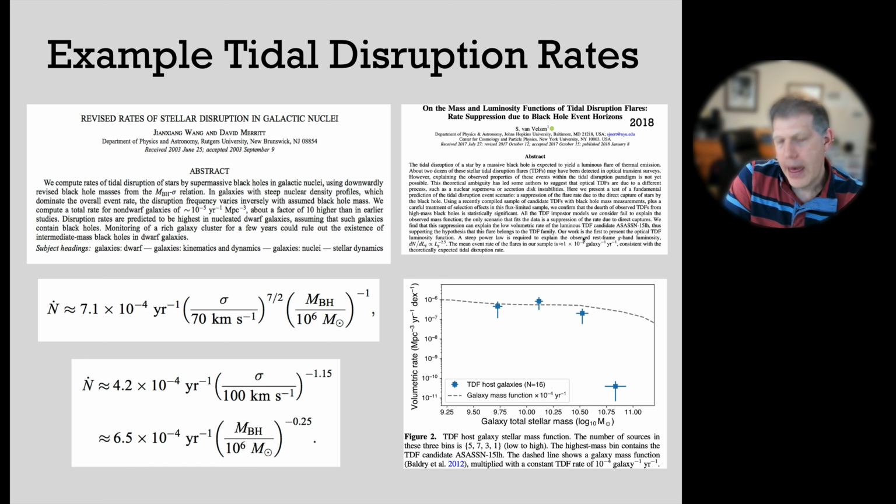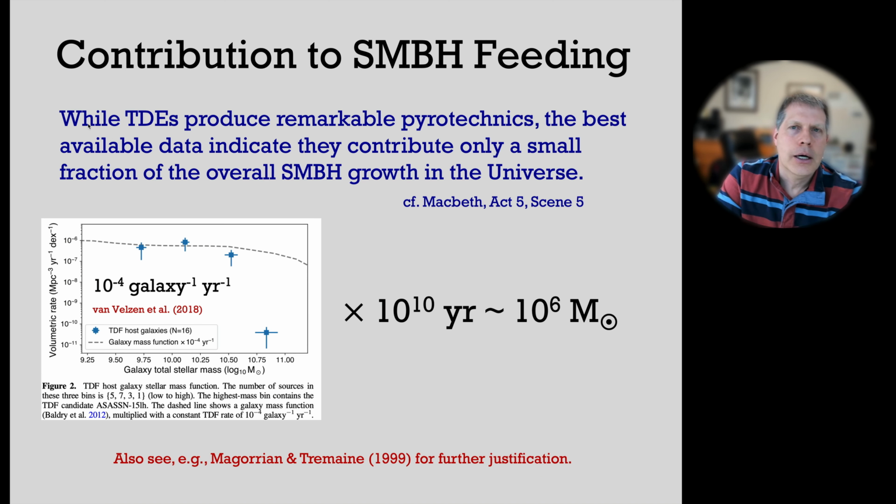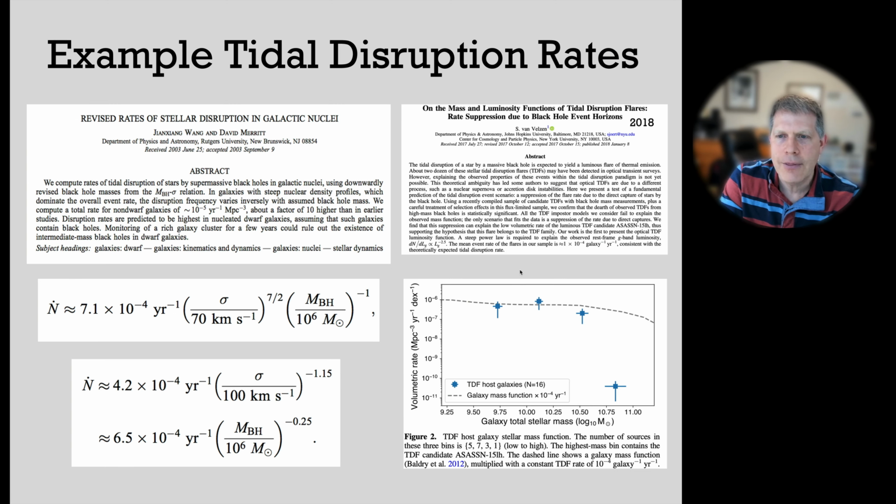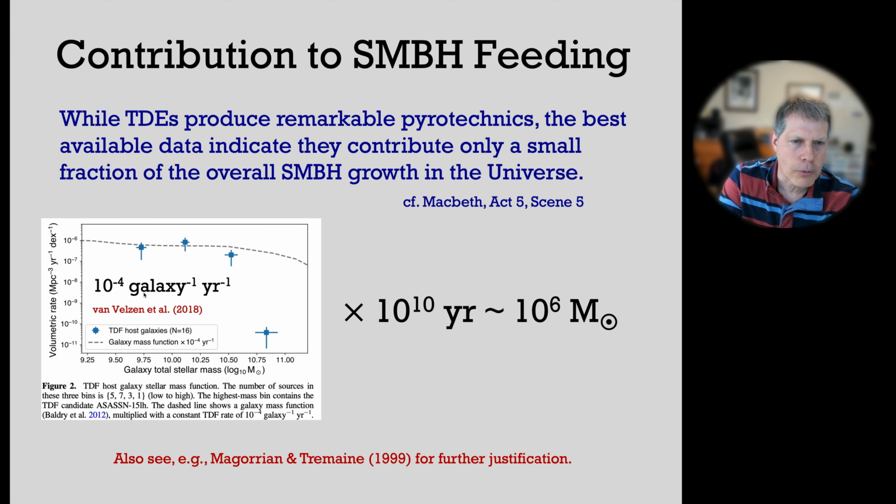And then you can ask, what does that tell us about supermassive black hole feeding? You can do this with a brief calculation. If you take these rates, which again are about 10 to the minus 4 per galaxy per year, and multiply by the characteristic lifetime of a galaxy of order 10 to the 10 years, and if you're feeding on typically about a one solar mass star, then you expect of order 10 to the 6 solar masses accreted over a galaxy's lifetime. And this estimate, while very basic, seems to actually be not too bad.